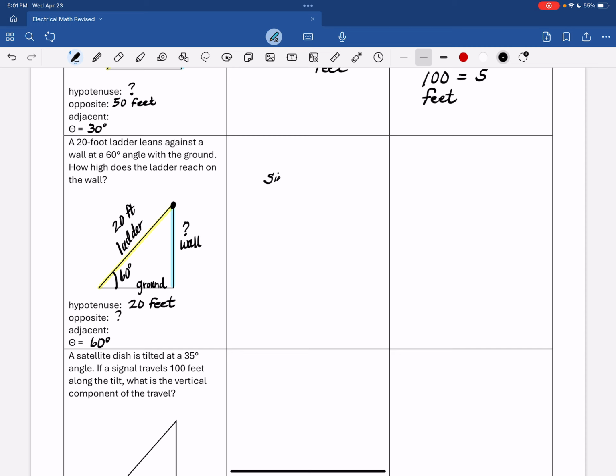So sine of 60 would be equal to opposite, that's the wall, over hypotenuse, that's the ladder. I'm sorry, I said adjacent. And then we'll multiply both sides by 20. So the height on the wall is going to be 20 times the sine of 60. So about 17, I didn't do a rounding rule. Let's do it to hundredths on this page. And that is feet.